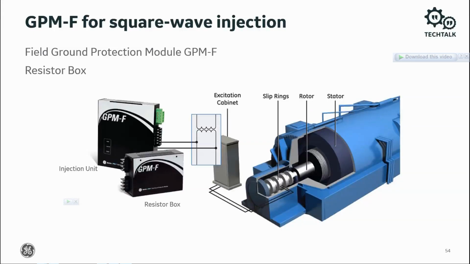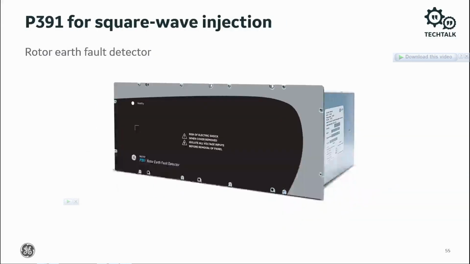The field ground injection frequency can be 0.1 to 3 Hz in steps of 0.1 Hz. If the rated field voltage of the generator is less than or equal to 600 volts, then a single device solution is provided in the GPM-F. If the rated field voltage of the generator is between 600 to 800 volts DC, then an external resistor box is provided to facilitate safer installation and operation.